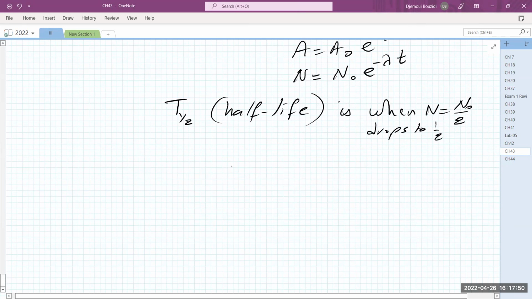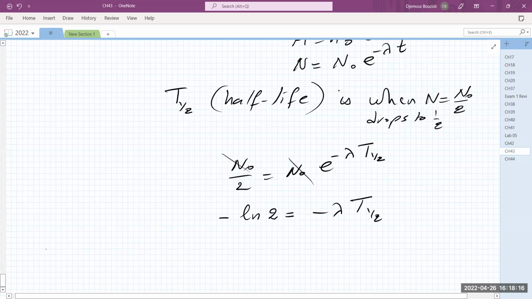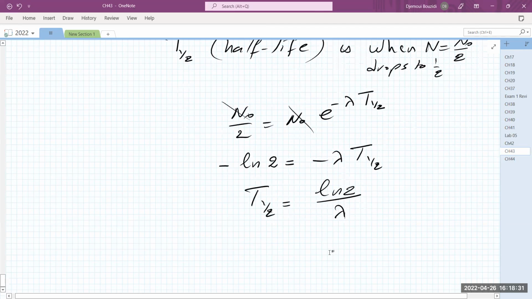So in this case, all I have to do is put N equals N naught over 2 equals N naught times exponential of minus lambda times T1/2, because everybody calls it that. Cancel the N naught. Take the natural log of both sides. This gives me the natural log of 2 with a negative sign because it's in the denominator, equal to negative lambda times T1/2. Cancel the negatives, and I get T1/2 is simply equal to ln of 2 divided by lambda. So lambda is characteristic of how long this material can last. ln of 2 is 0.693, everybody knows that. Divided by lambda, this is the expression that we have.